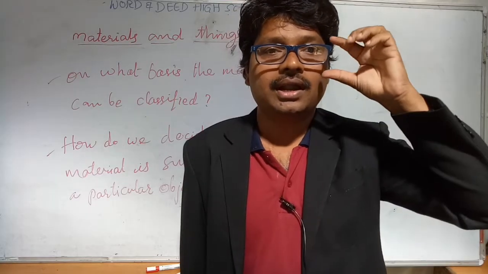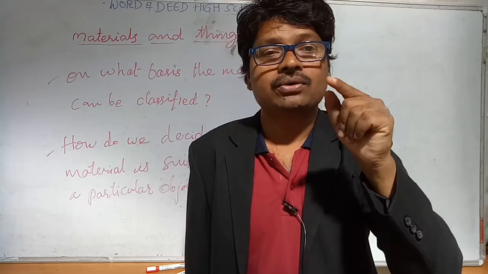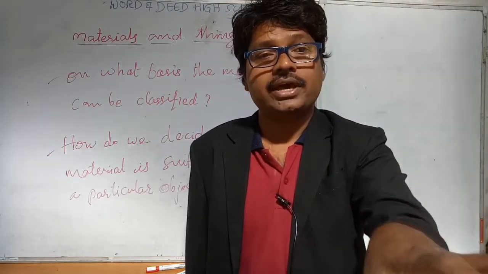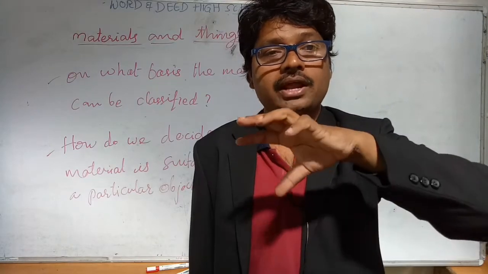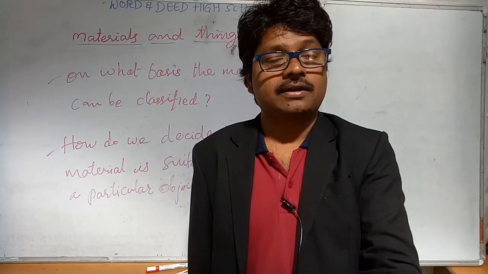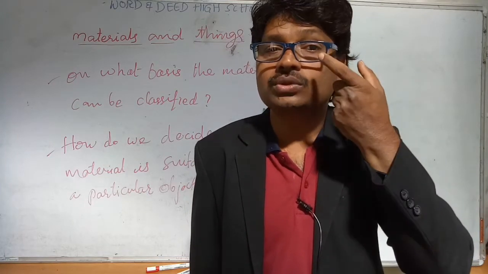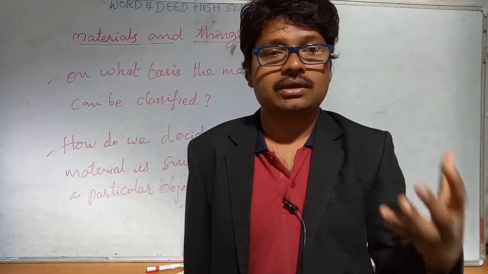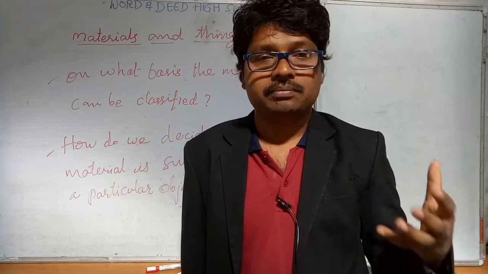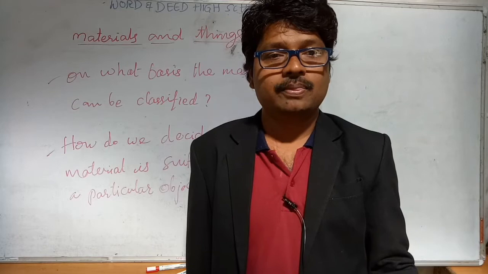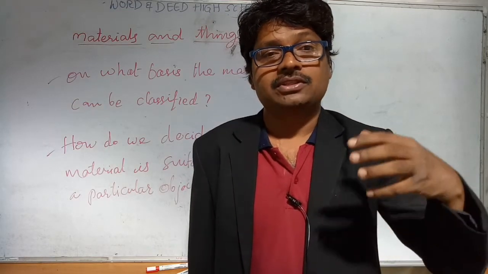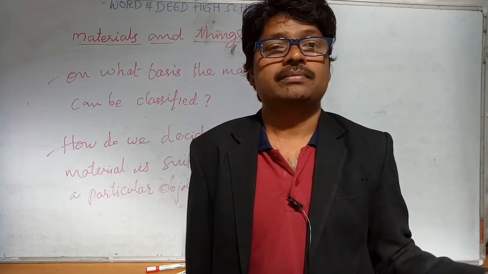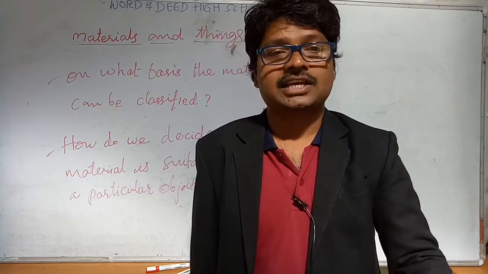Now I am able to see you through it because the light can pass through it. The light which falls on the objects around me reflects, passes through the glass and falls in my eyes, and that makes me see you clearly. Yes or no? Yes. So some things can pass light through them, some things cannot pass light through them. Based on this property, the materials can be classified.